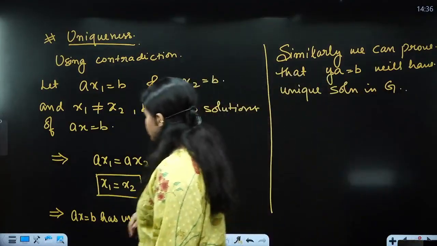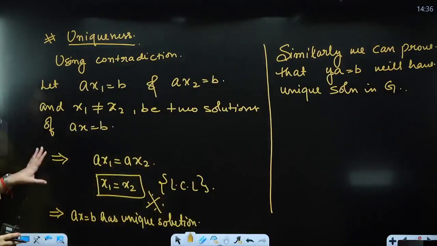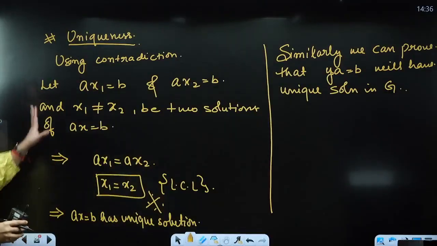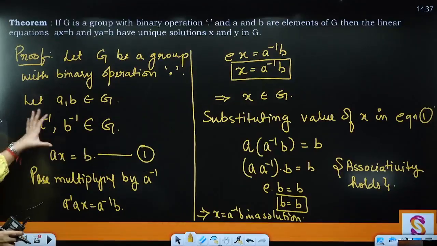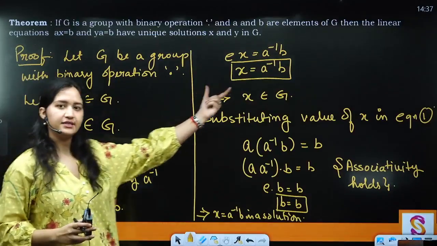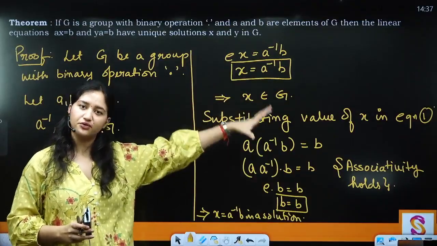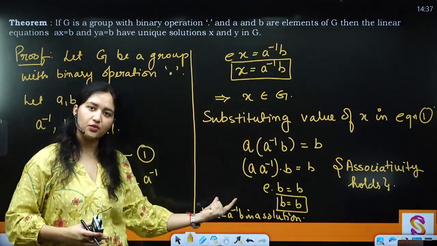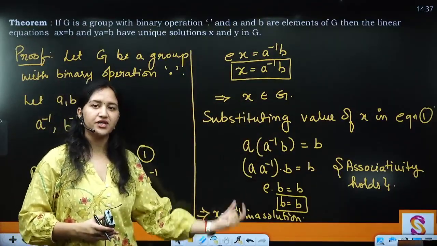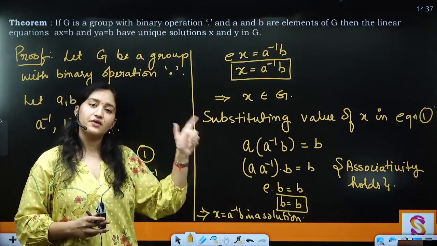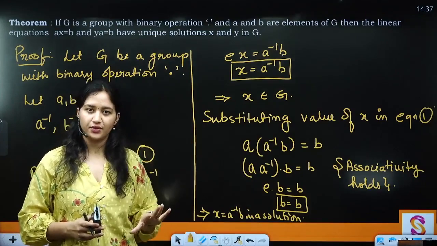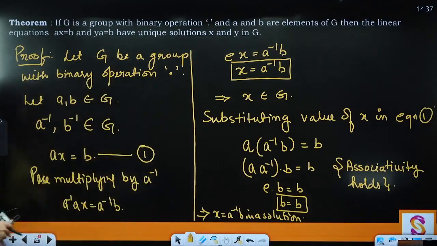Clear? So just as we proved this, similarly we can prove how Ya equals B is going to have a solution. What will you do? First, just as you found the value of x here, in a similar manner you are going to find the value of y and then substitute in the original equation. From here you will prove that y is the solution, and then uniqueness you can follow in the same way. There, right cancellation law is going to come. Clear? Okay.